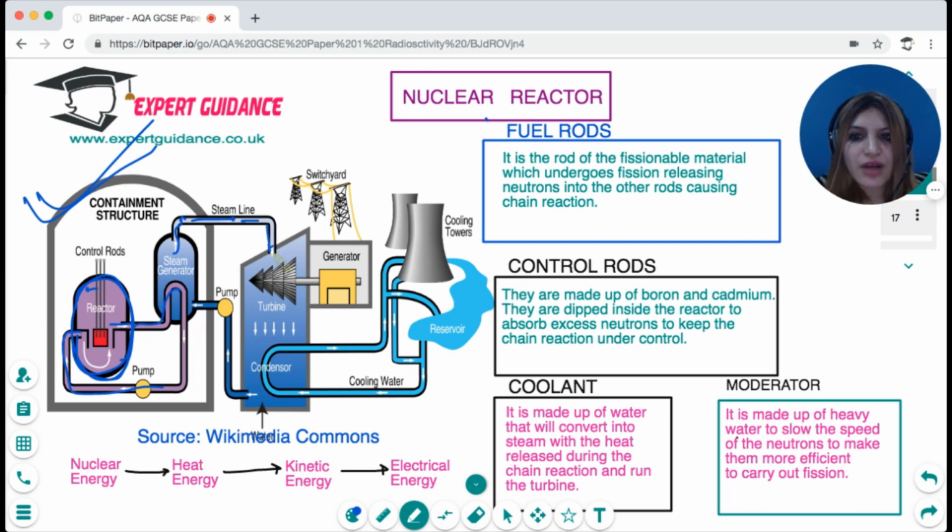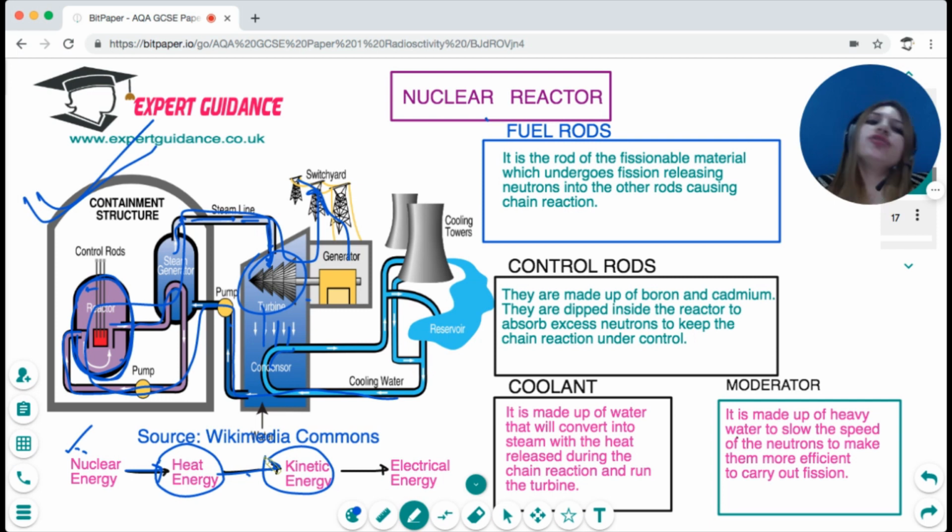This steam will have a lot of energy, and that energy will be transferred to the turbines. The turbines will rotate and then generate electricity. And the water will be cooled down by the condenser, and this cooled water is again fed back into the reactor so that it can get converted into steam, run the turbines and generate electricity. So here the nuclear energy, that is the energy in the uranium, is converted into heat energy, which converts the water into steam, and the steam has kinetic energy, which is converted into the kinetic energy of the turbines, and the turbines generate the electricity.